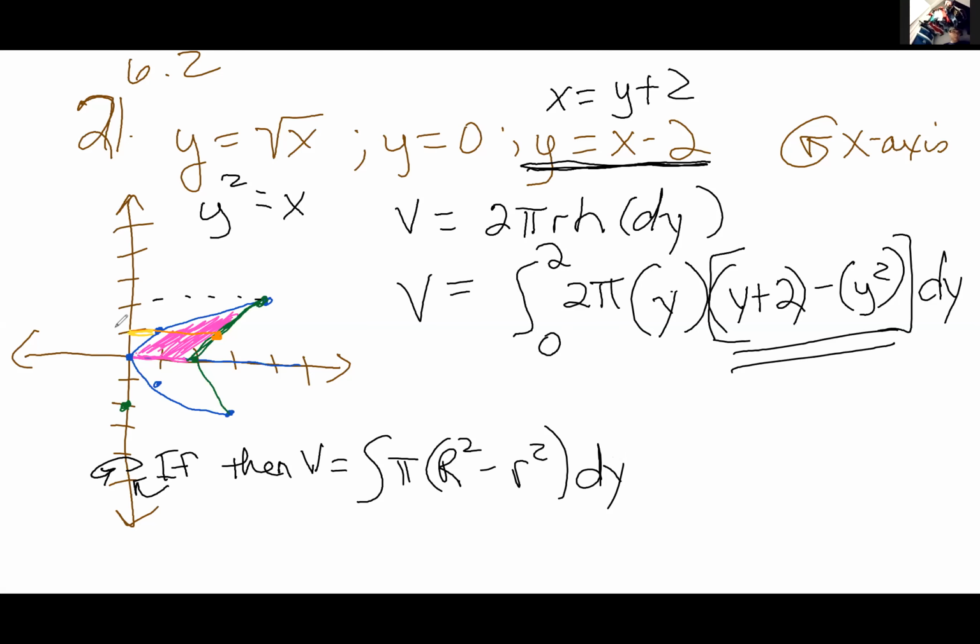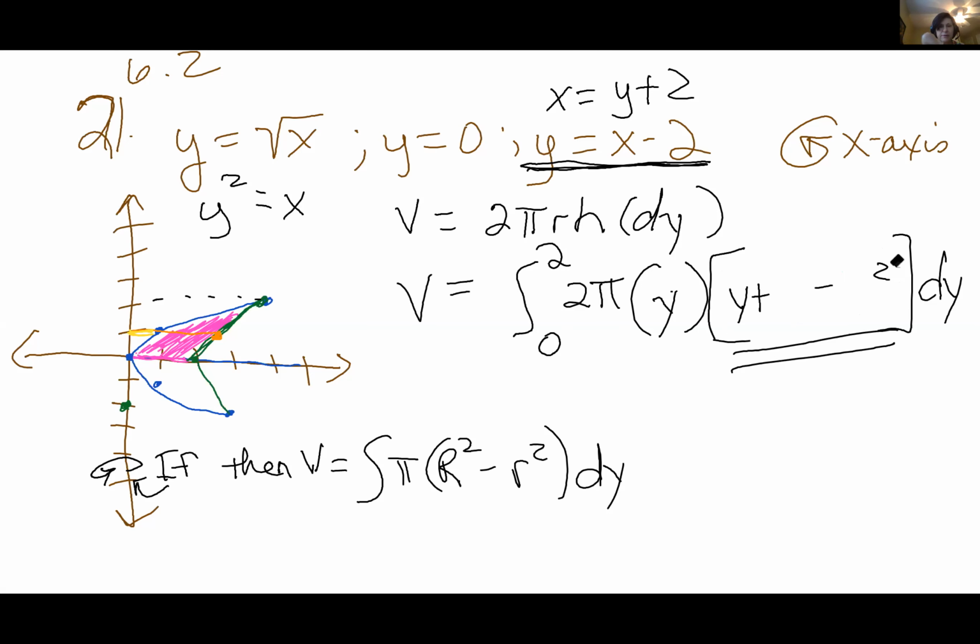Let's finish this. Oh, I'm sorry, we didn't finish it, did we? Okay, hang on. Let's go back and finish this thing. So y plus 2 minus y squared, we really don't need those parentheses. I'm going to get rid of those.